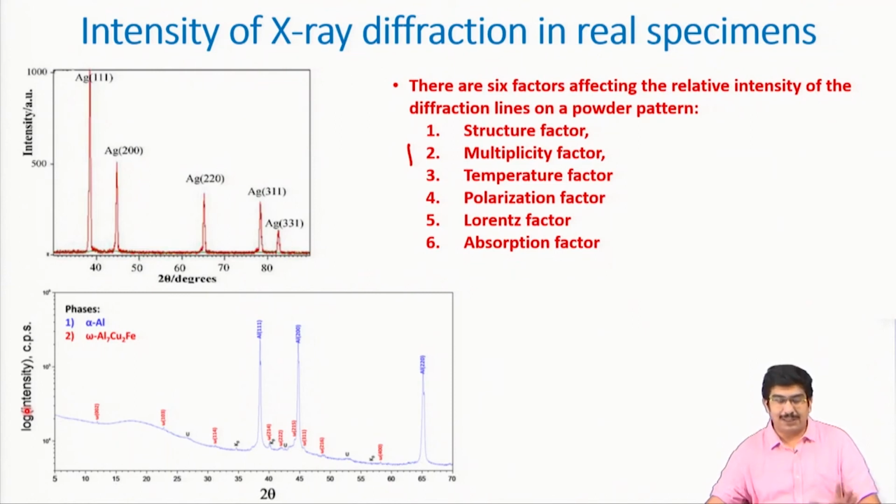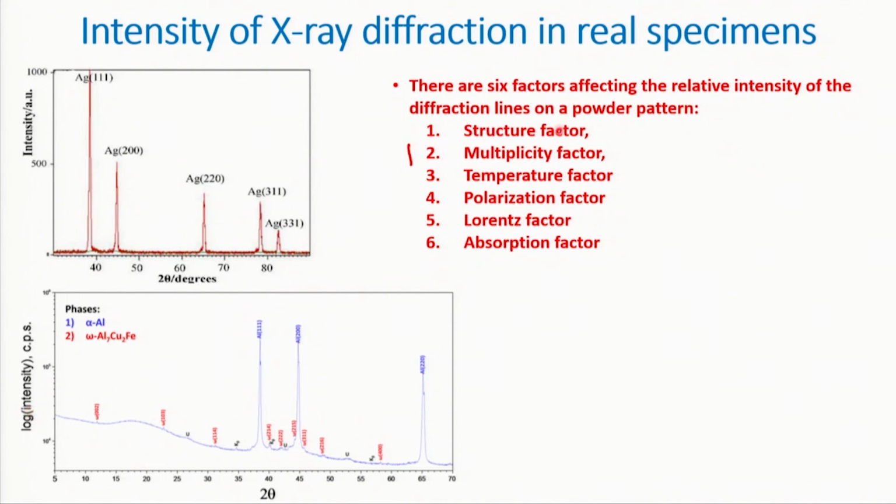So, basically what this means is that there are many factors other than the structure factor or atomic scattering factor which are responsible for modifying the intensity of a real X-ray diffraction pattern. There are basically 6 factors in general, if we consider all the different types of X-ray diffraction patterns. There are at least 6 different factors which are responsible for modifying or determining the intensity of any real diffraction pattern.